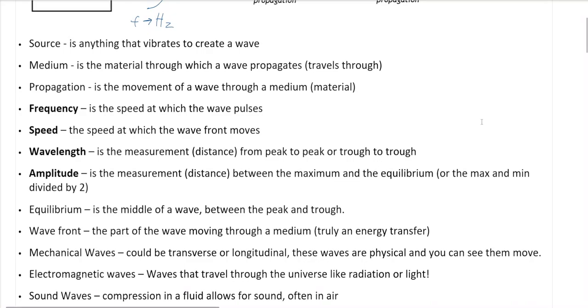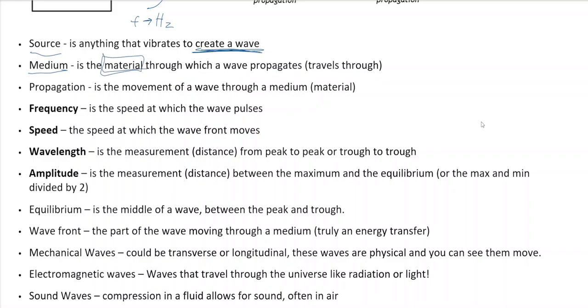Okay, so we've got a bunch of different vocabulary here. You can see them all here, but I'm going to go through them one at a time. You can skip ahead if you need to. Source is whatever's creating the wave. So if it is a sound wave, my voice, or the speaker in your phone right now, the speaker is the source. Or in the room that I'm in, my voice is the source. The medium is the material through which it's propagating. So propagating just means traveling through. So it's whatever the material is.